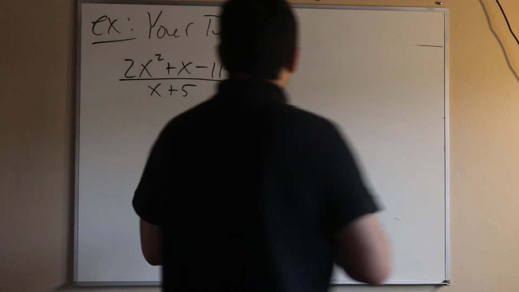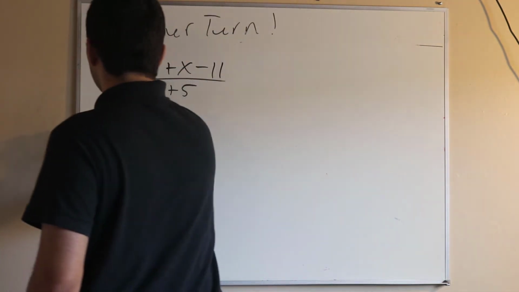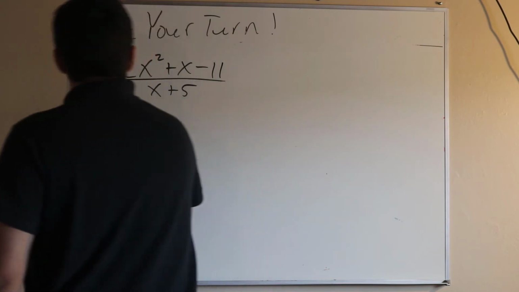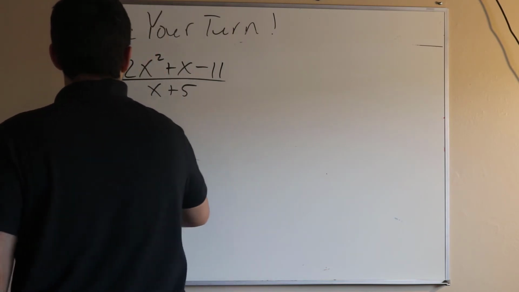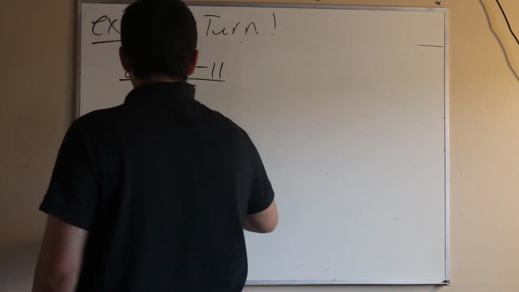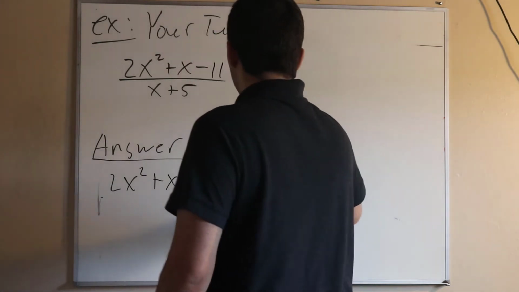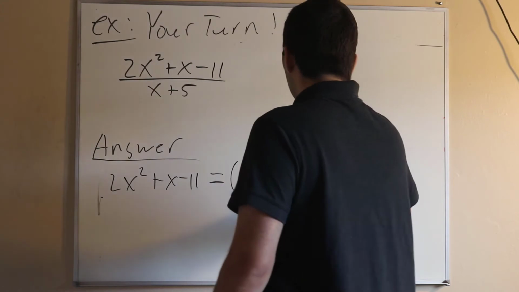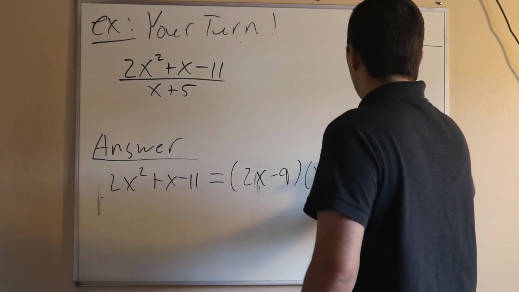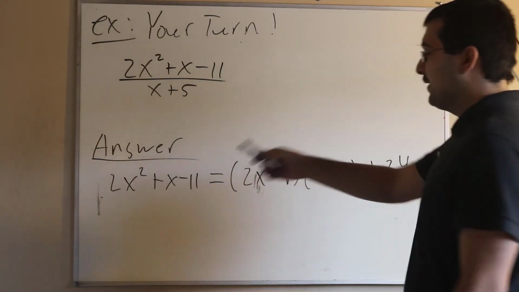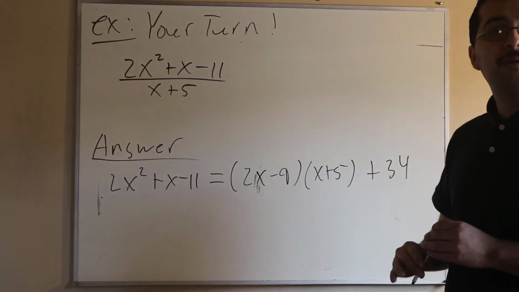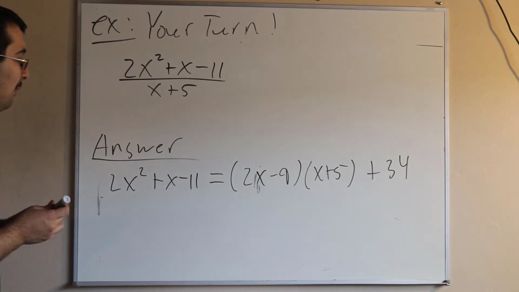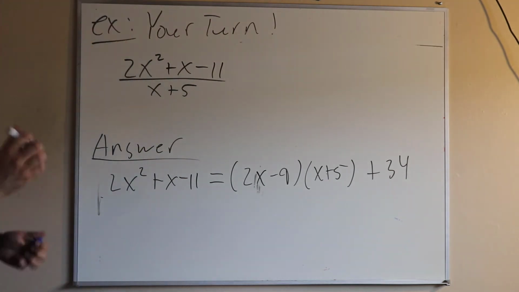Alright, so the answer that I got, I got 2x squared plus x minus 11 equals 2x minus 9 times x plus 5 plus 34. So this is that second way of formally writing our final answer. If you wrote it the other way, that's totally fine. Just make sure that the proper terms match.